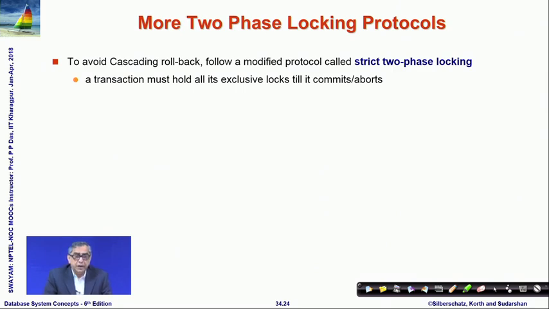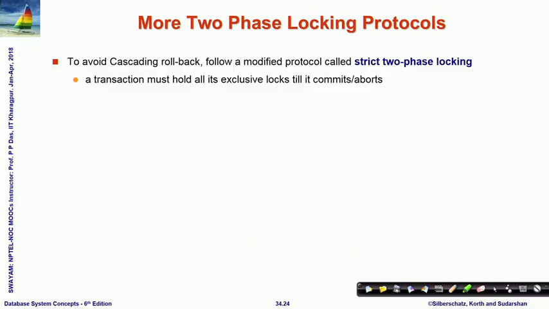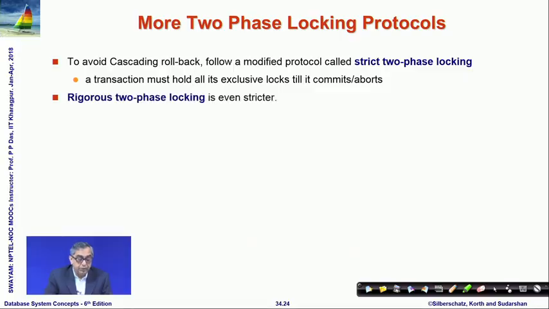Interestingly, there are several other protocols, particularly two more two phase locking protocols. One is called strict two phase locking, which avoids cascading rollback, where a transaction must hold all exclusive locks till it finally commits or aborts. Naturally, you are making the time for the transaction to hold locks longer. So, the level of concurrency will go down, that is, the set of possible serializable schedules will be smaller, but this guarantees that you will not have a cascading rollback.